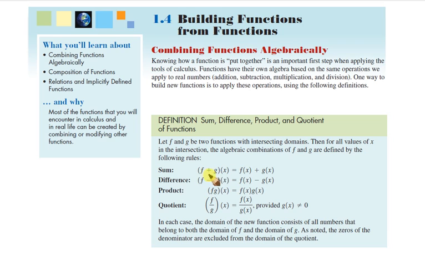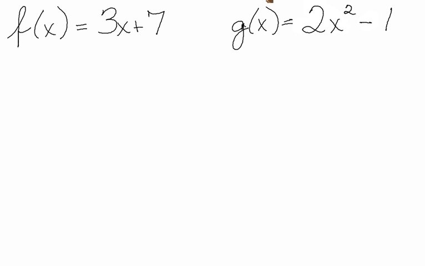If you have two functions and you want to add them, you just add the function rules together, and same thing for subtraction, multiplication, and division. Let's actually work an example though. Alright, so we have two functions, f and g, and we will add first. Okay, so if we want to add the two functions, it would be written like this.